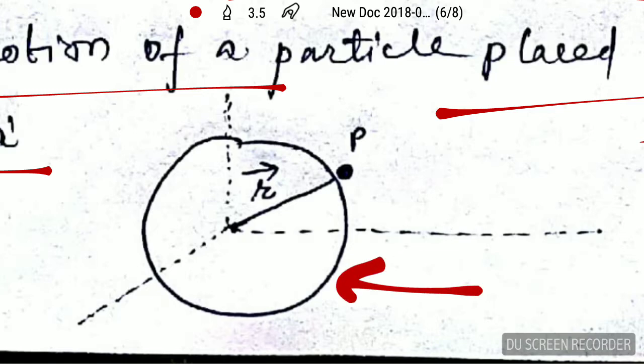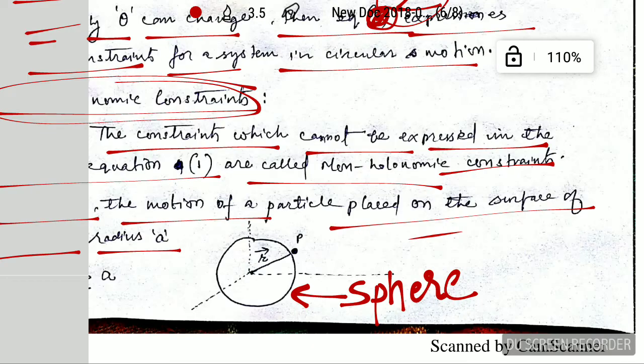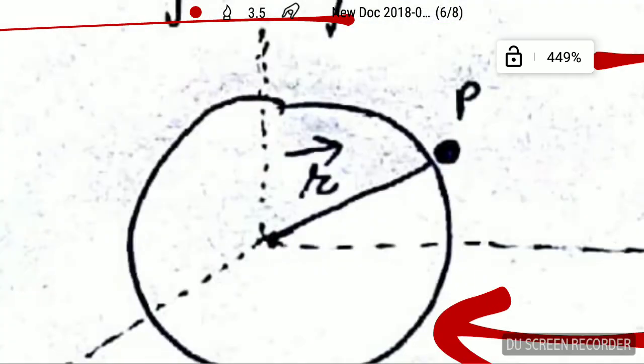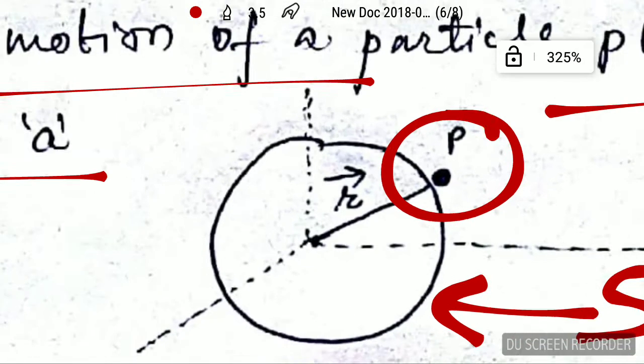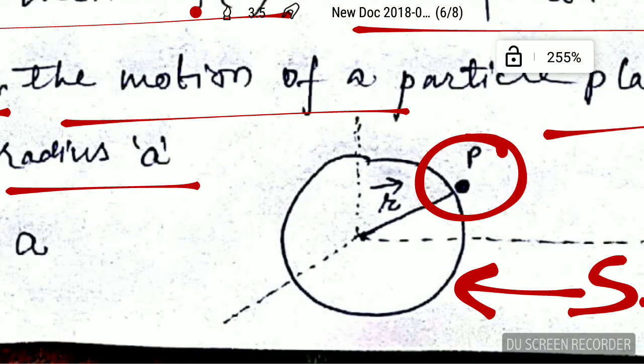This is the sphere. If we place the particle p on this sphere, then of course this particle p cannot go inside the sphere. It can move only outside the sphere, either on the surface of the sphere or outside the surface of the sphere.